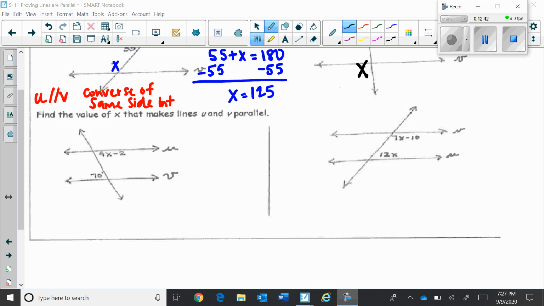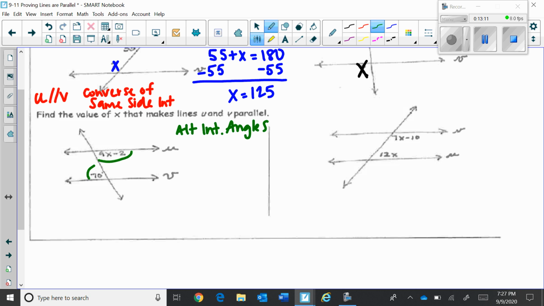All right, hopefully you did answer that question. So now we're going to look at this last example here. It says find the value of x that makes lines U and V parallel. Again, exact same thing. All right, so we're just going to solve for x. So we've got 70 and we're going to say that's 9x minus 2. So we need to first off figure out what type of angles are these. These are alternate interior angles.